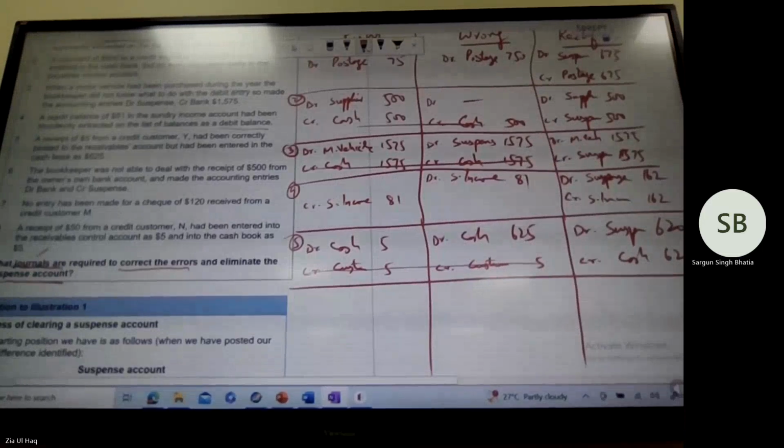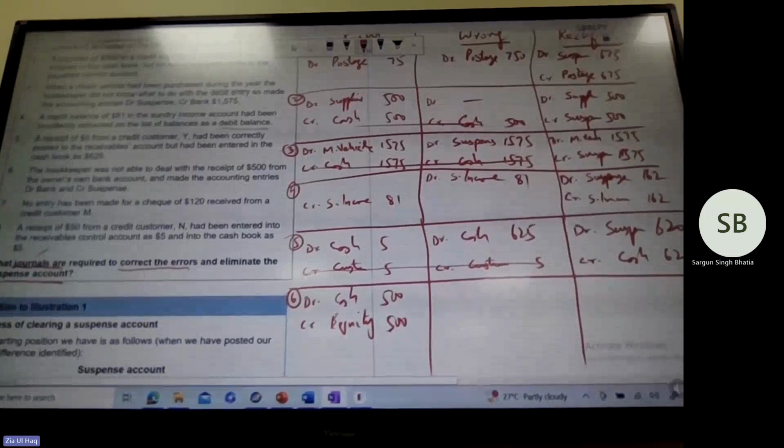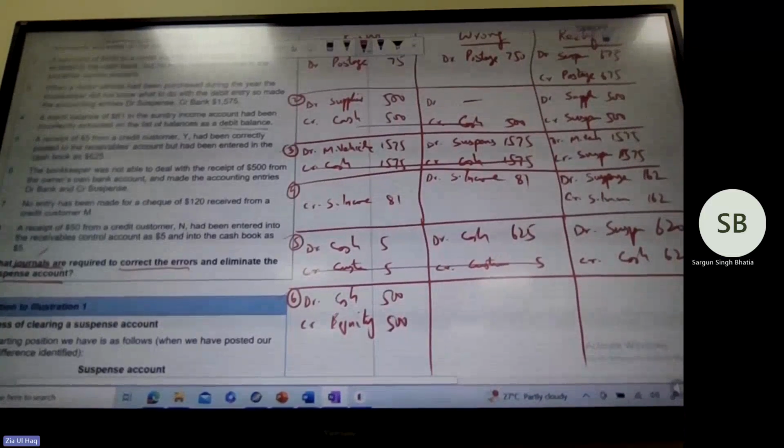Oh, yes, sir. Now we are moving towards number 6. The bookkeeper was not able to deal with the receipt of 500 from the owner's own bank account. If we are receiving 500 from the owner into the business, what could be the correct entry? Debit cash with 500 and credit equity or capital. Because the owner is giving money to the business, and any money coming from the owner is credited to equity or capital. Yes, sir. So this should be the correct entry.